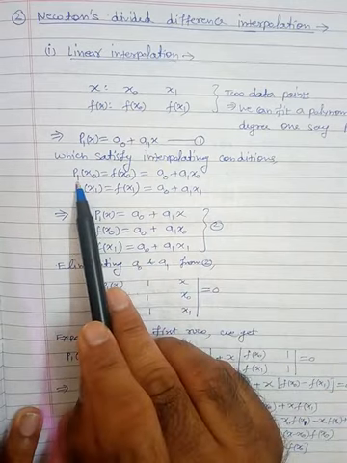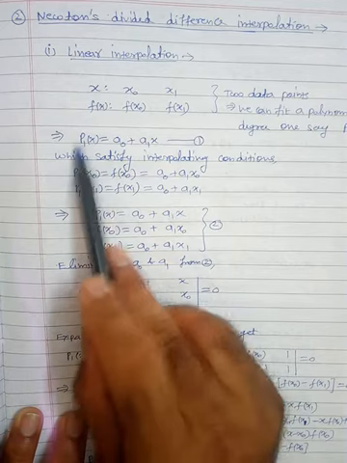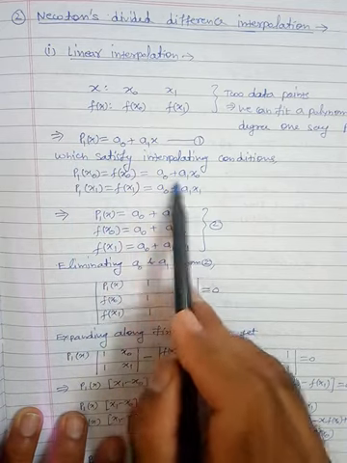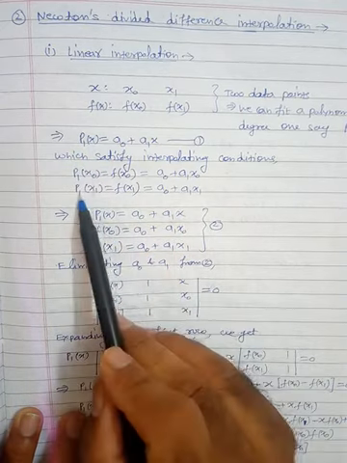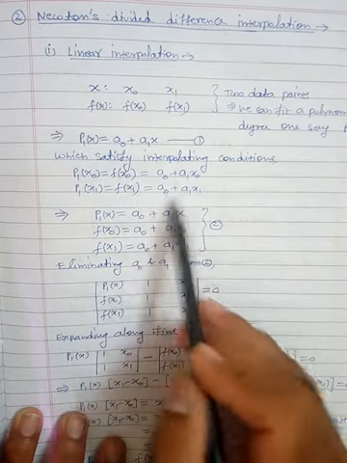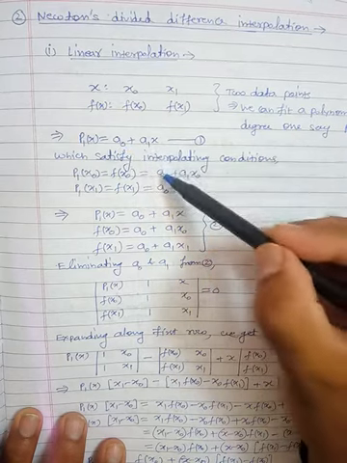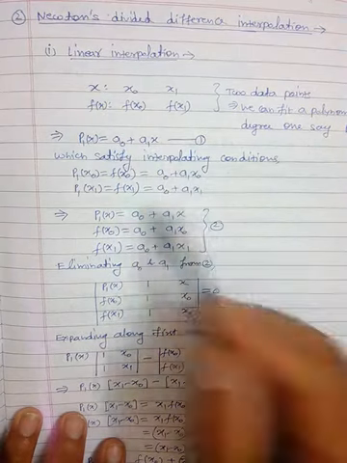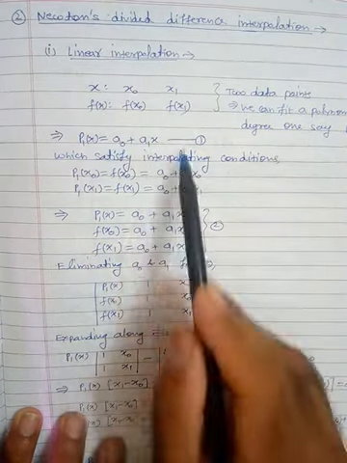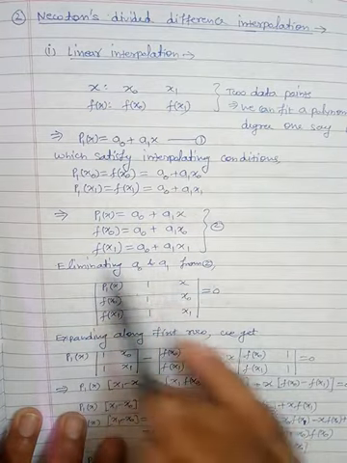What is the interpolating condition? P1(x0) is f of x0, but P1(x0) is nothing but a0 plus a1 x0, which is written here. P1(x1) is f of x1, but P1(x1) is nothing but a0 plus a1 x1. Now eliminate a1 and a0 from these three equations, which are written here. First equation is this, second equation is this, third equation is this. So now eliminate a0 and a1.